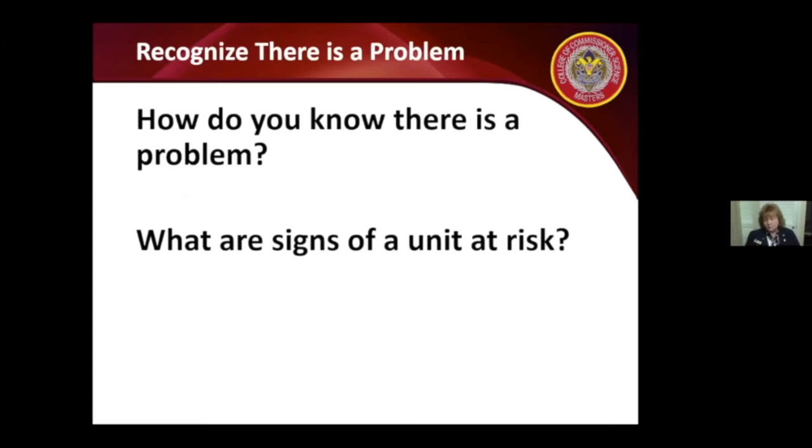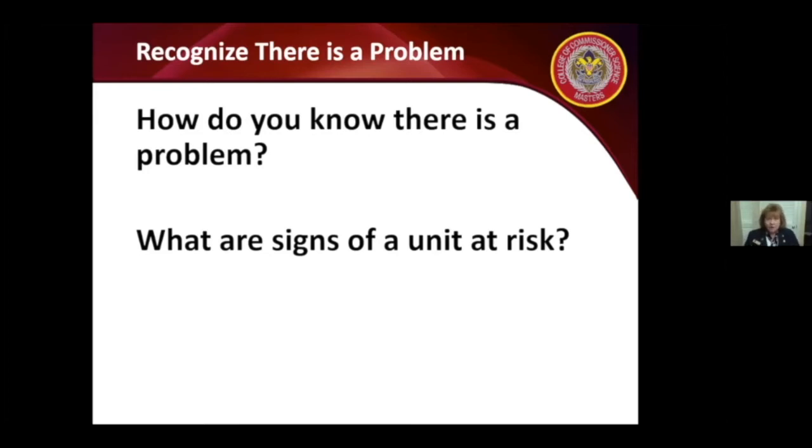How do you know there is a problem? What are the signs of a unit at risk? There's so many different things. Some of the common ones are the unit's not advancing. There's youth dropping out. There's no recruitment or poor recruitment. There's no youth leaders for the troop. No discipline, and not discipline as in, you've got to sit still and not do what you're doing, but discipline as in they're just not doing the program like they're supposed to. There's no active adult leadership. There's no committee, and there's no planned program, and the charter lapses.